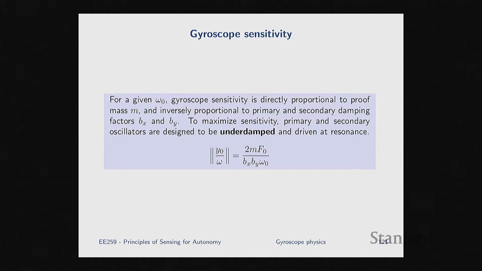Also, from this expression, again, to get the largest possible sensitivity, having a larger proof mass helps for gyroscopes. Remember, for accelerometers, it didn't matter for sensitivity what the proof mass value was. But for gyroscopes, having a large mass actually helps, as you can see in this expression. You also want a nice large driving force, if possible. Omega zero, mathematically, it seems like smaller is better, but remember, omega zero also determines the bandwidth of your device. So usually you don't have much of a choice for it. It's kind of dictated by the application.